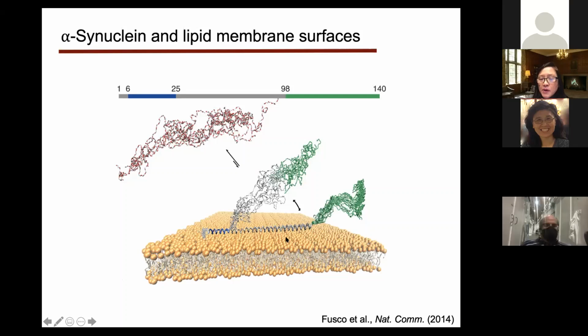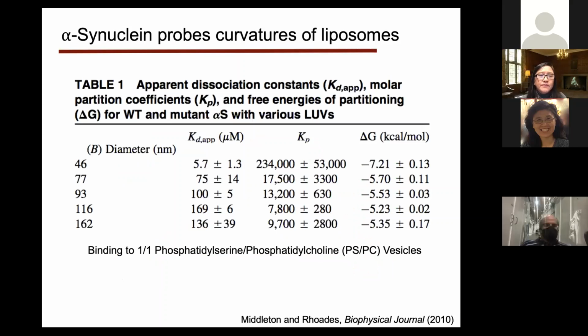But even when it is fully associated with the membrane, it seems that the C-terminus, which is the green part that is here, still remains intrinsically disordered. So you could imagine that there's one part that is anchored to the membrane, and then the other part is just sort of flopping on the surface of the membrane, as shown in this simulation.